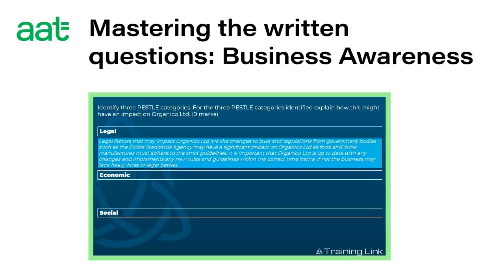So we've gone with here, legal factors that may impact Organico Limited are the changes to laws and regulations from government bodies, such as the Food Standards Agency, which may have significant impact on Organico as food and drink manufacturers must adhere to strict guidelines. So I want you to see straight away, we have made it specific to this scenario. We've said exactly why this legal factor will have an impact on this specific business. Okay, so we've linked it back that they manufacture food and drinks.